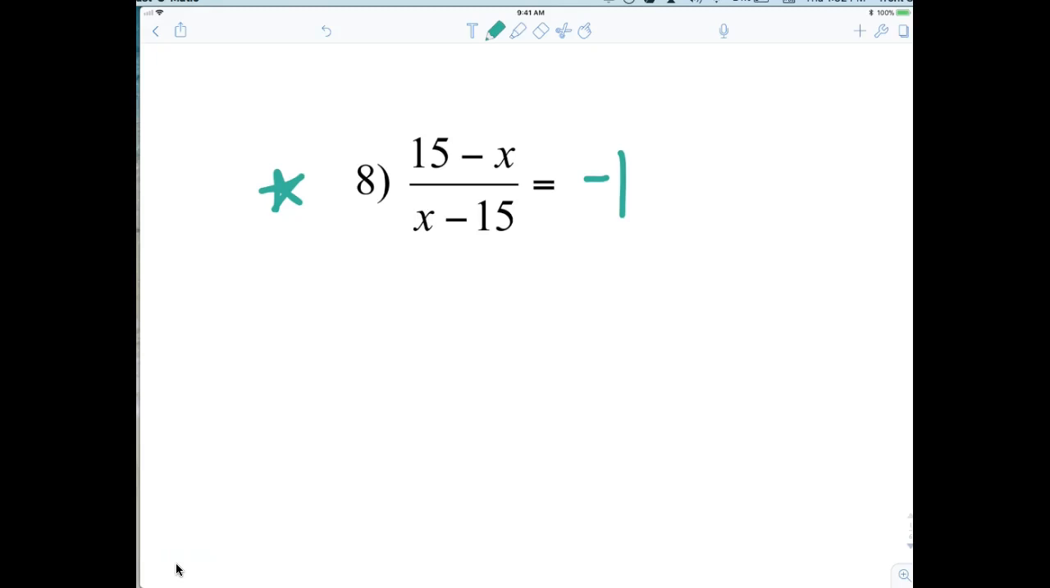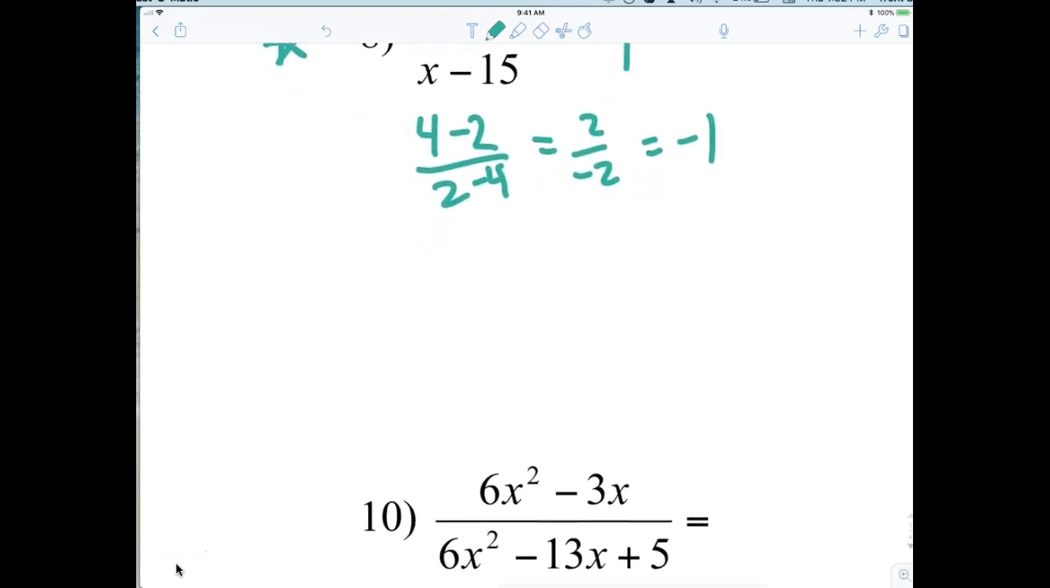If somebody said to you, 4 minus 2 over 2 minus 4, you would get what? Which is -1. You could also do something like 11 minus 3 over 3 minus 11, which is still -1. So what I'm trying to show you is that when you have subtraction, if it's exactly the same but in reverse order, it's always going to reduce to -1. I want you to remember that because it's easy.